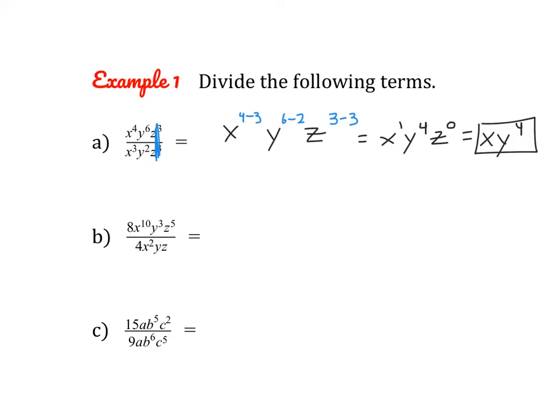Okay, let's try part B. So let's start with just our number division. We have 8 divided by 4, which is 2. And then for our x term, it's going to be 10 minus 2. For our y term, it's going to be 3 minus 1.